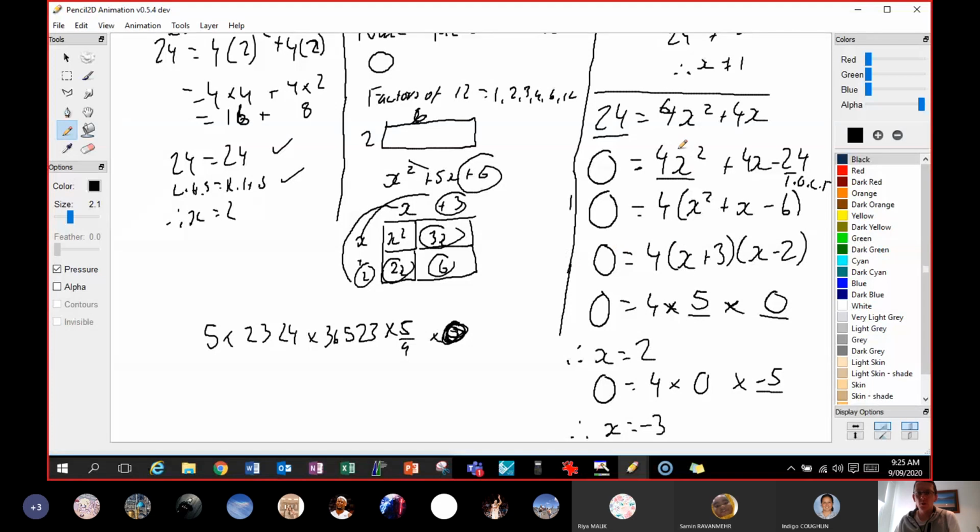If you go back to our original equation here, if you put in negative 3, negative 3 squared is 9. 4 lots of 9 is 36. And 4 lots of negative 3 is going to be negative 12. 36 minus 12 is going to be 24. 24 minus 24 equals 0. So it works. So that's why we call it the null factor law.